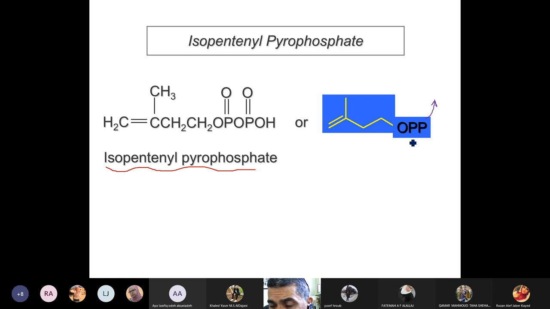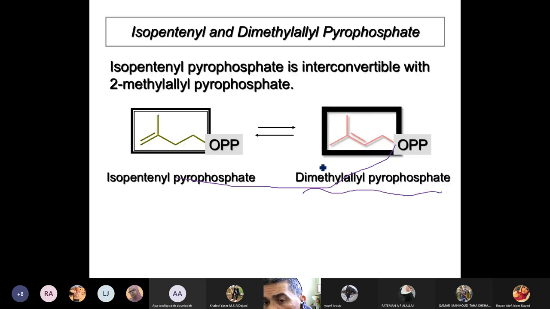The pyrophosphate here is very important as a source of energy, from one hand, to accomplish the reaction. Otherwise, no reaction will occur between two isoprene units. And later on, we will see that the pyrophosphate group represents a good leaving group in the plant.